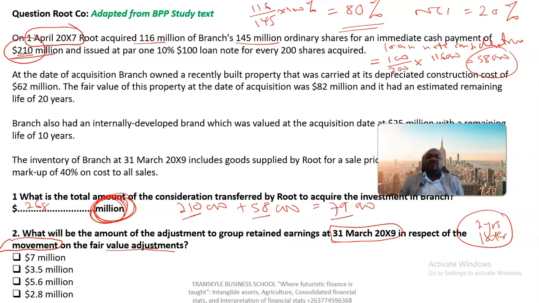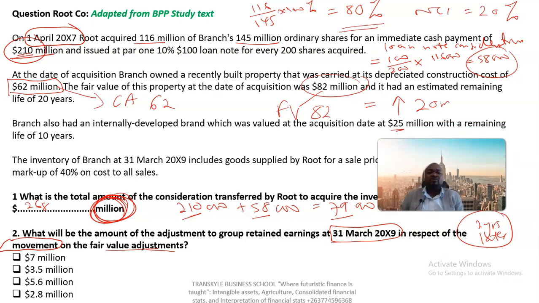At the date of acquisition, Branch owned a recently built property that was carried at its depreciated construction cost of 62 million. So this was the carrying amount. The fair value of this property at the date of acquisition was 82. So if the carrying amount was 62 and the fair value was 82, we need to uplift this property by how much? 82 minus 62, we are looking at a 20 million fair value uplift.